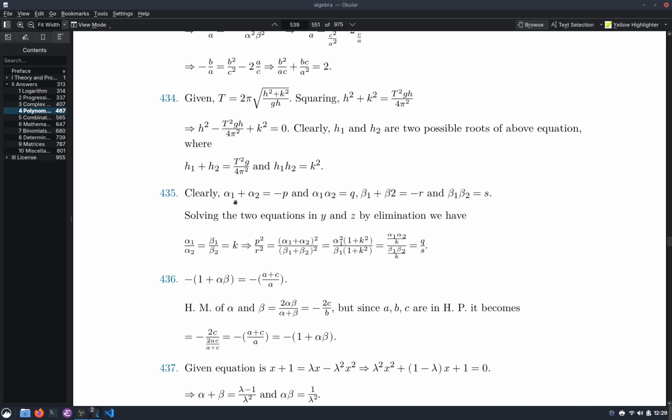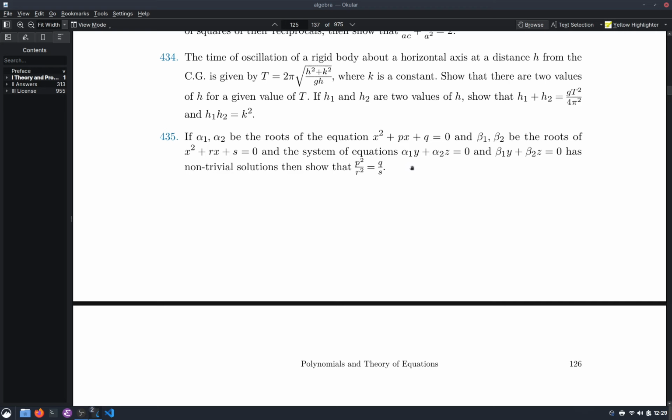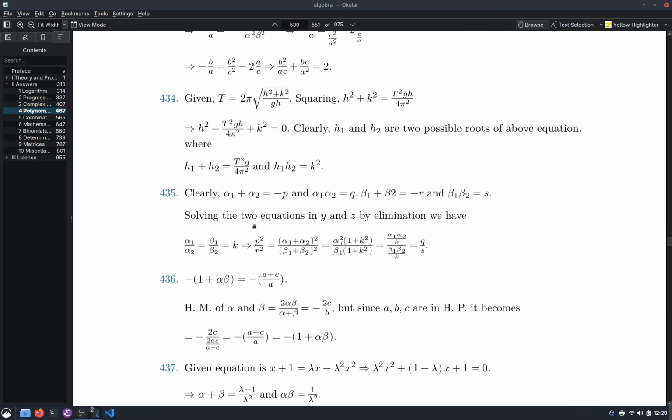So here we have alpha 1 plus alpha 2 is equal to minus p, alpha 1 alpha 2 is equal to q, beta 1 plus beta 2 is equal to minus r, and beta 1 beta 2 is equal to s. Now the two equations which we have, we solve those equations by elimination. We get alpha 1 by alpha 2 is equal to beta 1 by beta 2 is equal to k. This implies that p square by r square is equal to, from here we substitute the values of p and r, alpha 1 plus alpha 2 whole square by beta 1 plus beta 2 whole square.